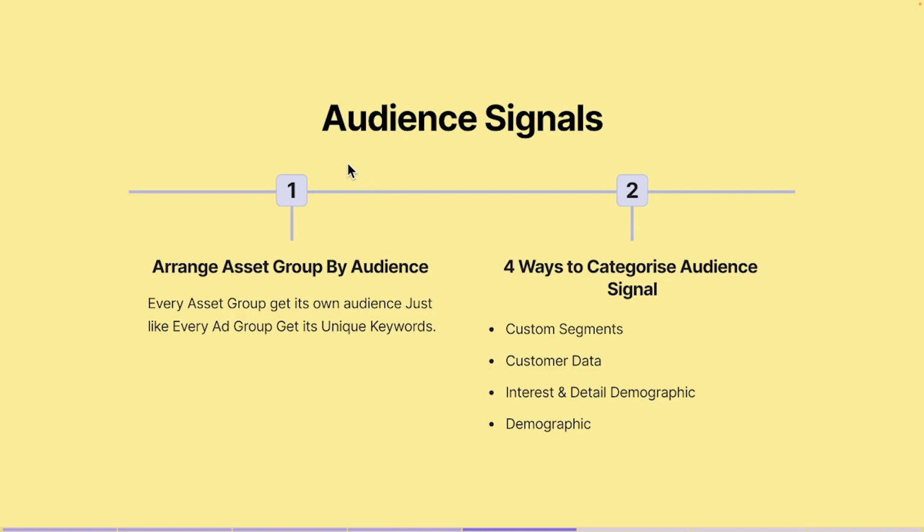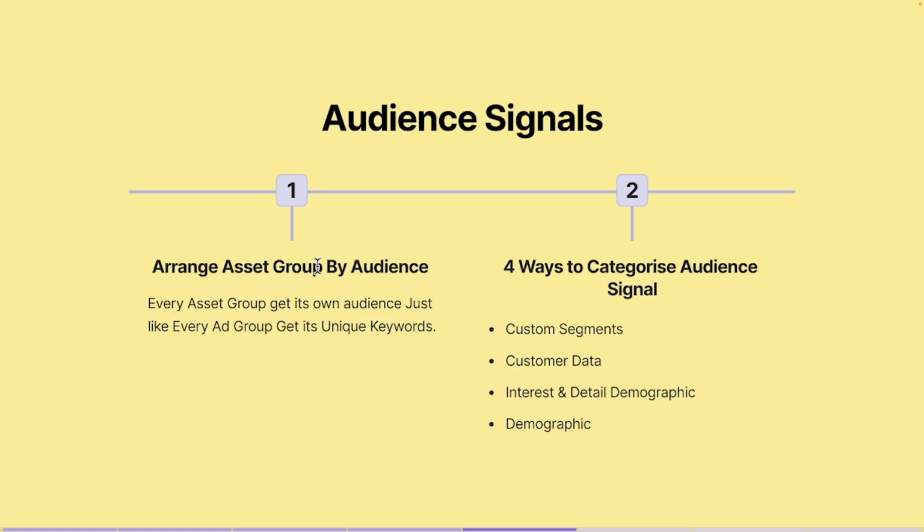Okay, the next thing is the audience signal. In the audience signal, we arrange the asset groups by audience. If you have run Google Ads before, we know that we have different ad groups in one campaign, and every ad group has its own keywords. So every unique keyword, we bundle together in one ad group. It's the same with the asset group in a Performance Max campaign. So every audience gets its own asset.